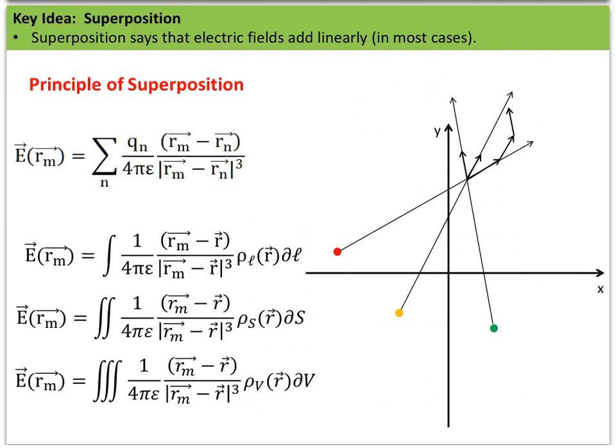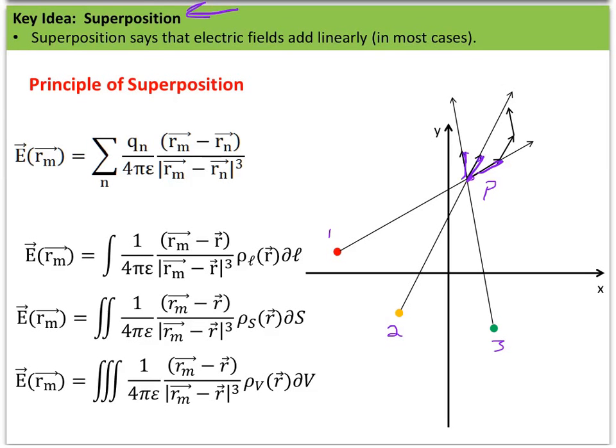The next big idea we covered was that of superposition. Superposition says that electric fields add linearly. So the idea is if we have a charge 1 here, there's the red dot, charge 2, the yellow dot, charge 3, the green dot. Each of these is going to create an electric field at some point P out here in space. The red dot is going to create an electric field in that way, the yellow dot in that way, the green dot in that way, because they're all going to push away from the charges.